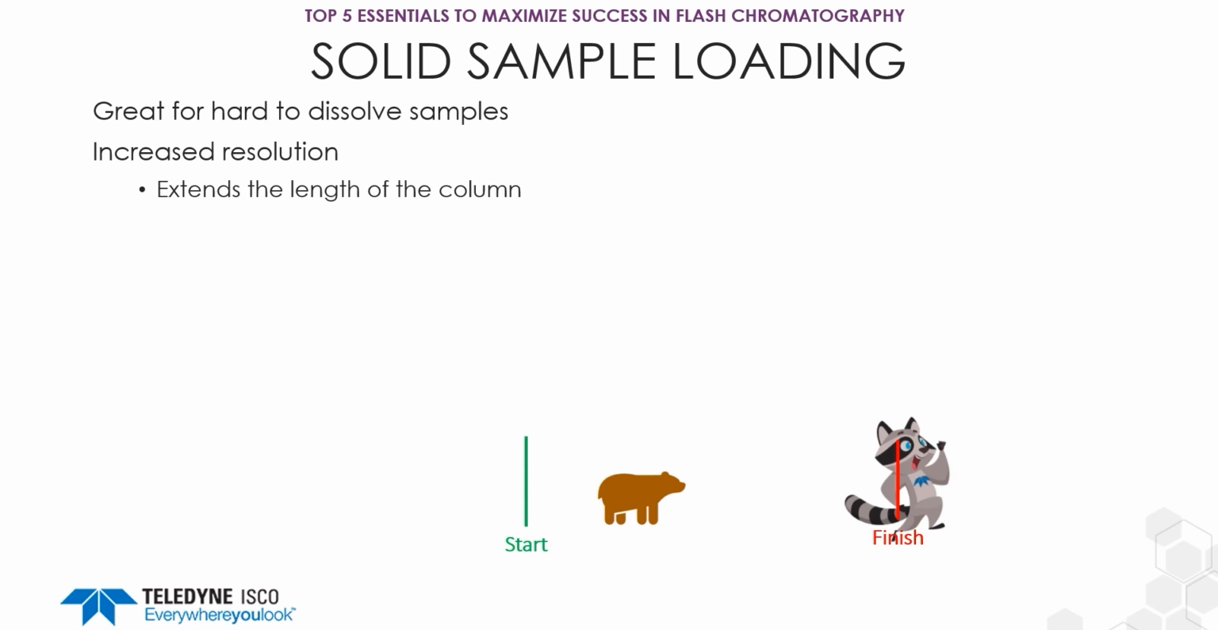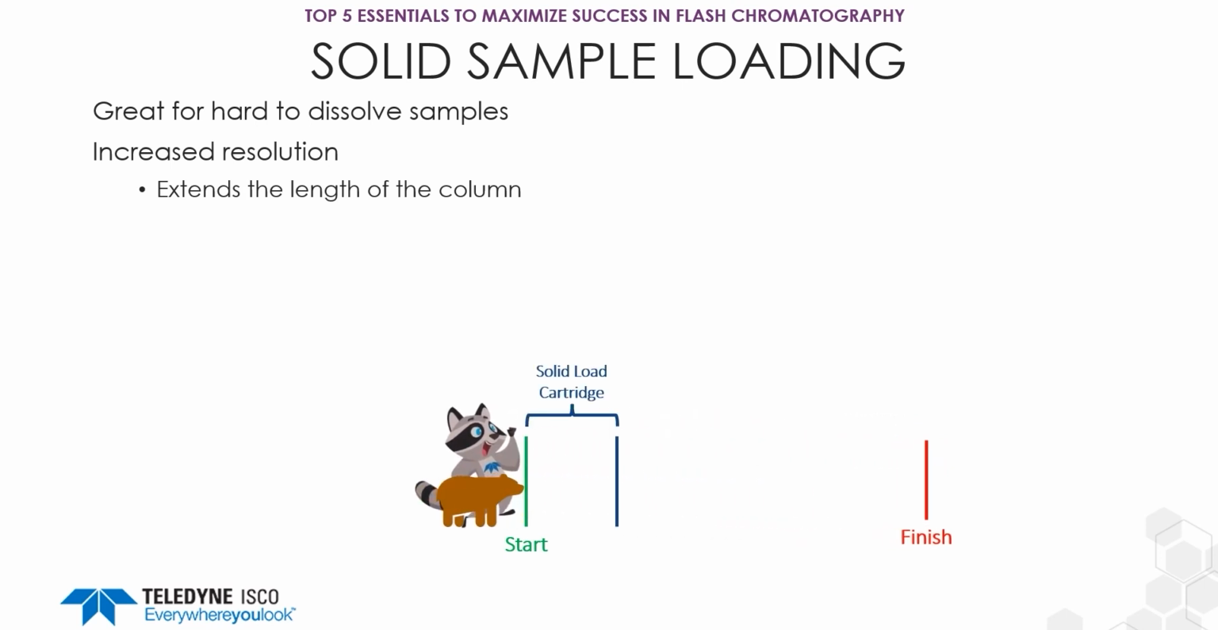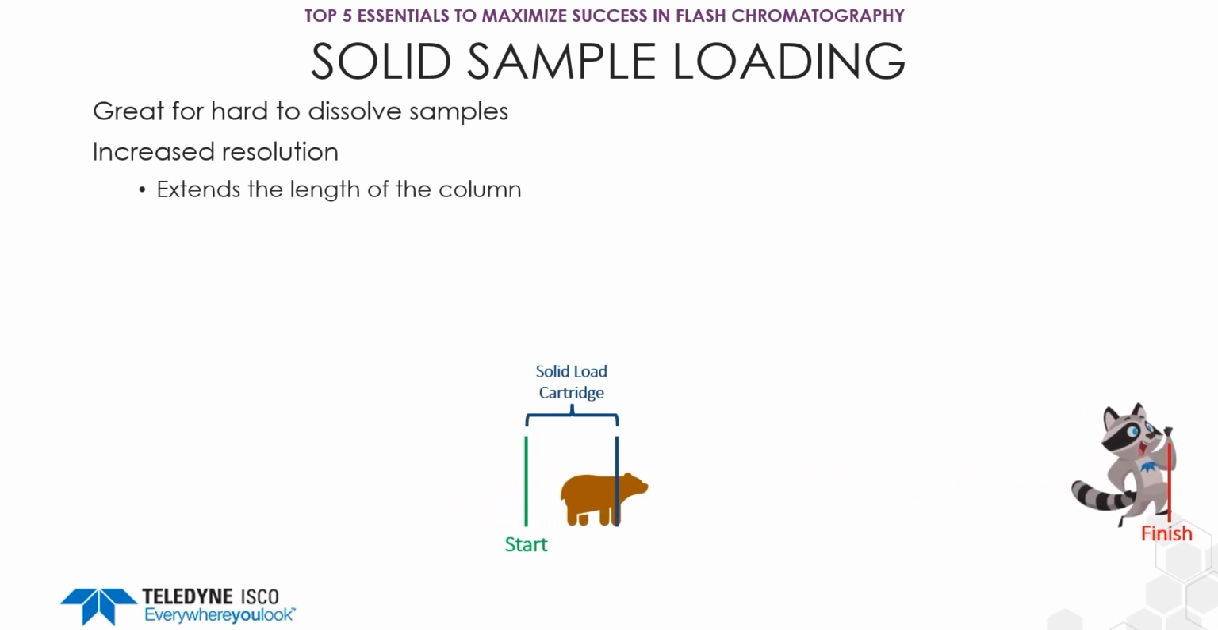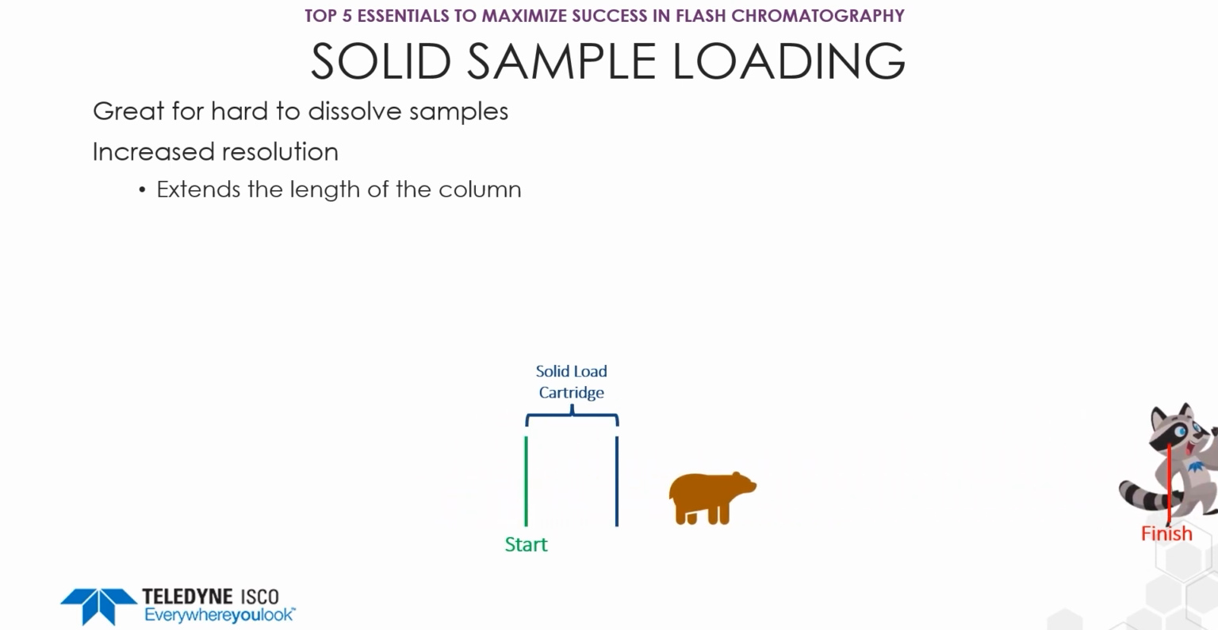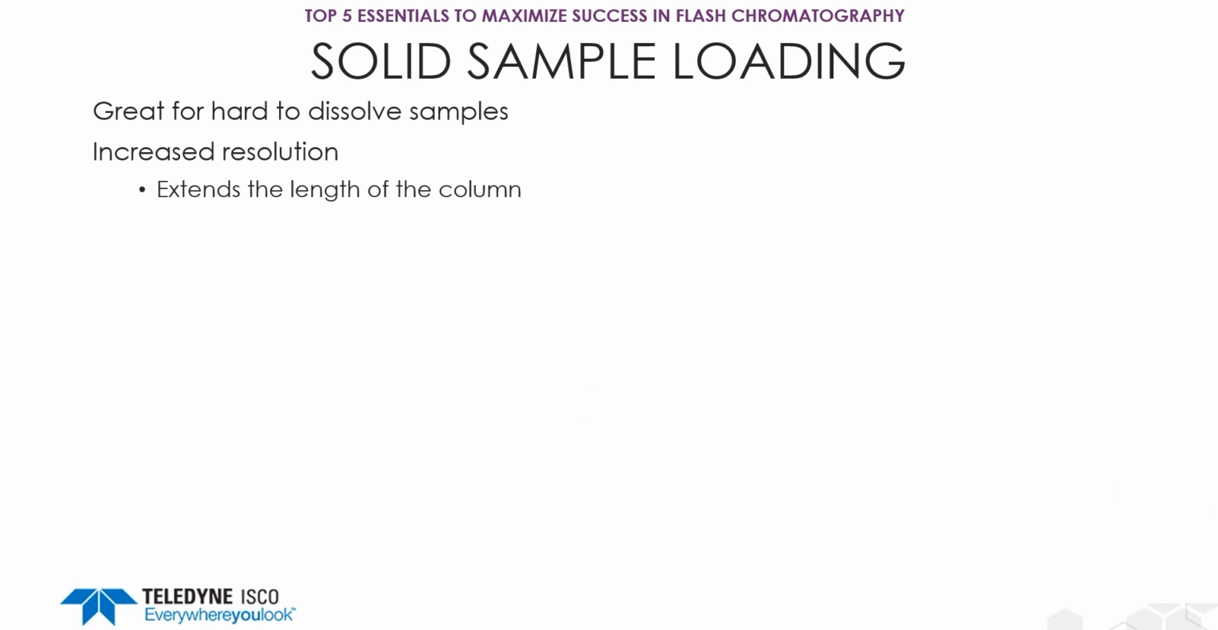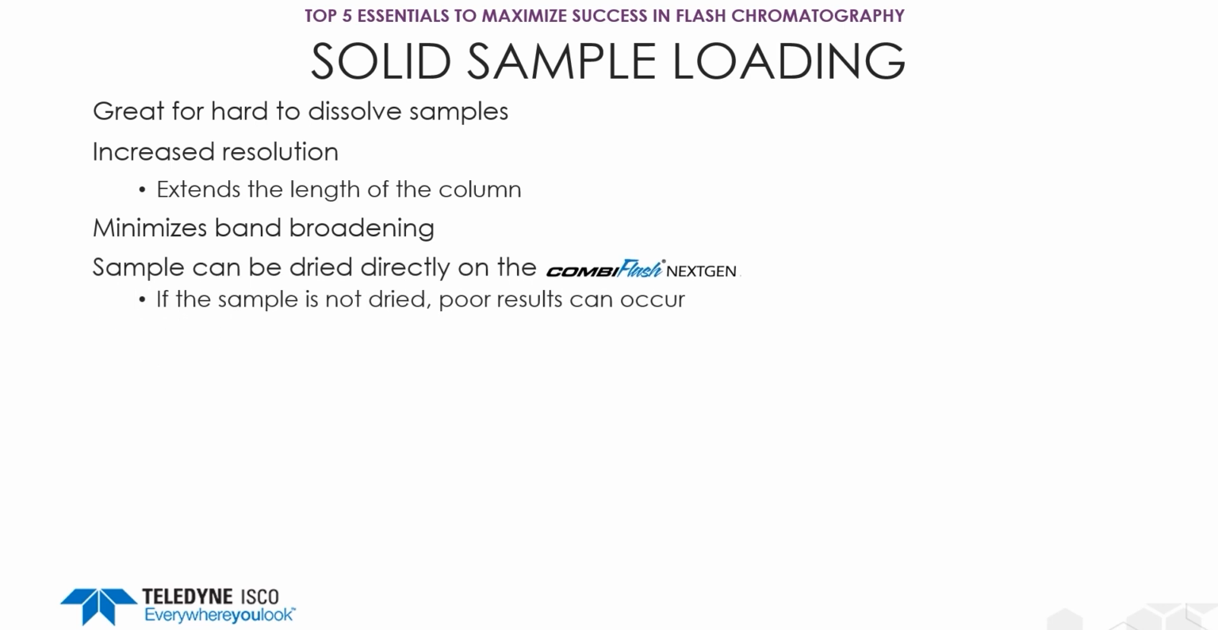But if we add a solid load cartridge for solid loading, that's going to increase the length of this column. And when we run that separation again, you can see that we're getting even more separation because there's just more length for Ready to run through. And since he's faster, he's going to conquer that distance much more quickly than the bear would. So that's going to result in better resolution between our compounds. You can also minimize band broadening and make sure that we're also drying our sample before we start our runs.